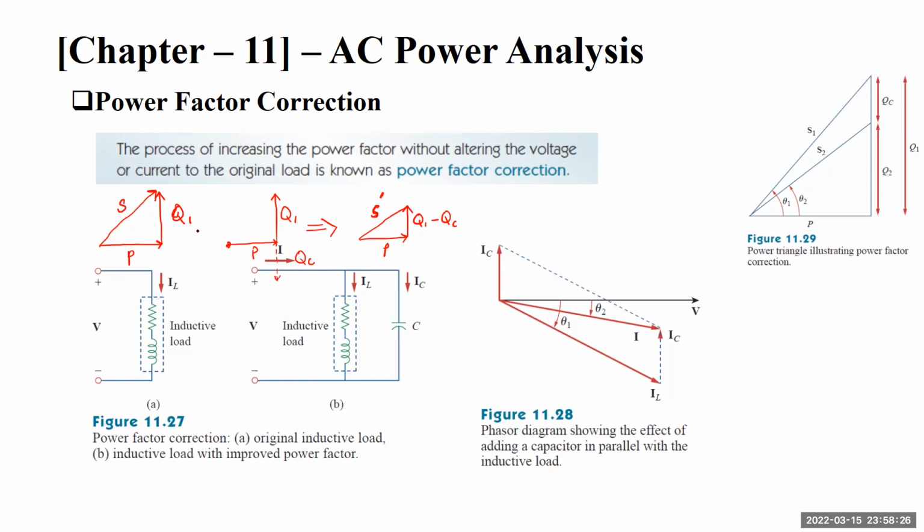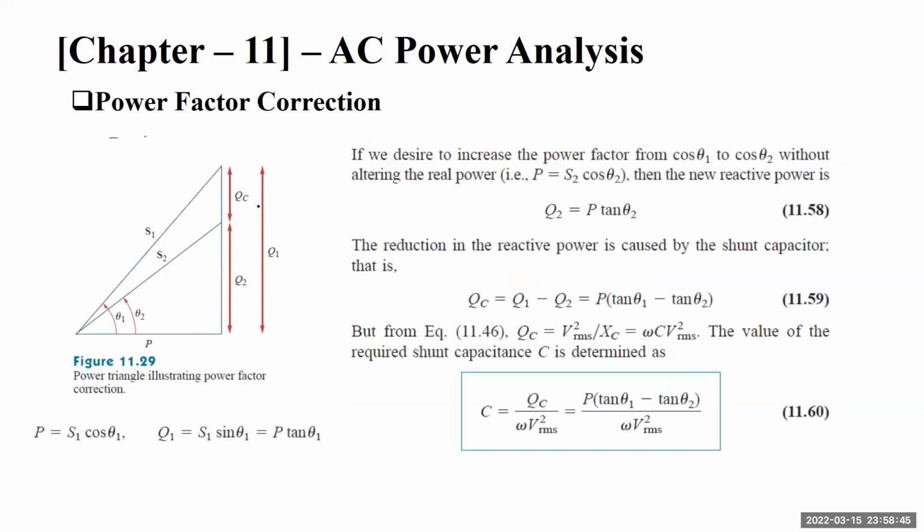So this is what they are showing in this diagram. This is, for example, S1, and this is my S2. This is my new Q2, and this Q2 is actually Q1 minus QC. That is because of this capacitor. So let's see this diagram in detail.